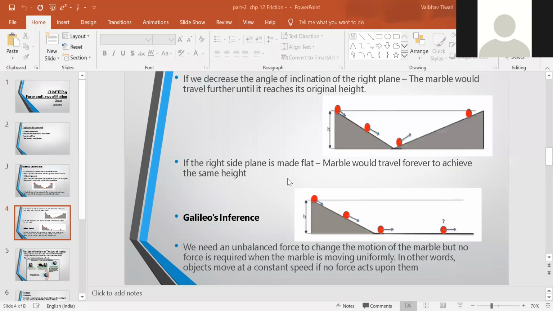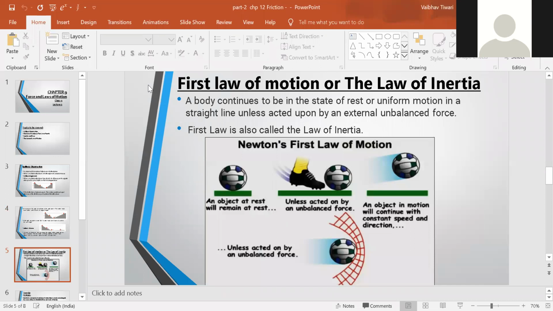All this work done by Galileo was studied by Newton, and Newton formulated three laws based on the experiments. He gave the first law, which was completely based on Galileo's experiment. Actually it was Galileo's statement, but he reframed it in a better way. So let us understand that. The first law of motion given by Newton is also known as the law of inertia.